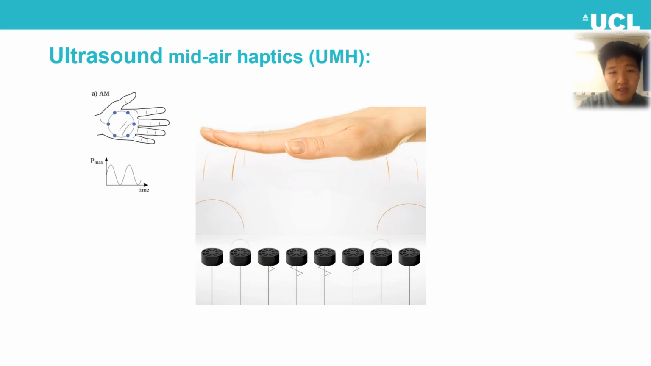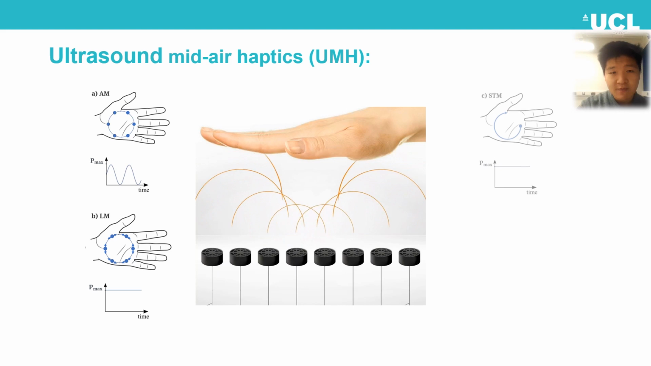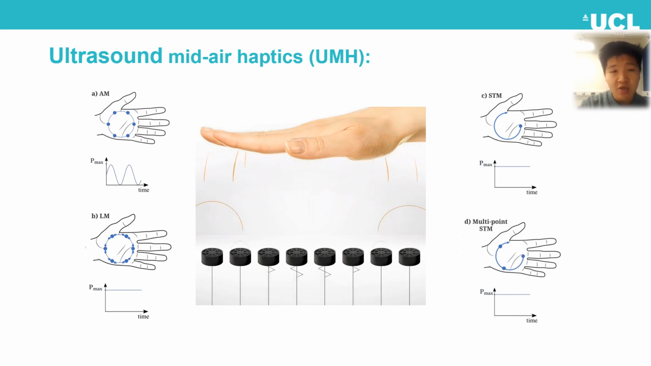The first technique is amplitude modulation, or AM. It works by modulating the focal point pressure over time and forms the shape through different point layouts. The lateral modulation, or LM, creates a haptic shape by approximating the shape trajectory with multiple segments of lateral oscillations. The spatiotemporal modulation, or STM, renders the desired shape by using single or multiple focal points to travel on the shape trajectory with a certain speed or frequency. Both LM and STM deliver maximum pressure at all times.